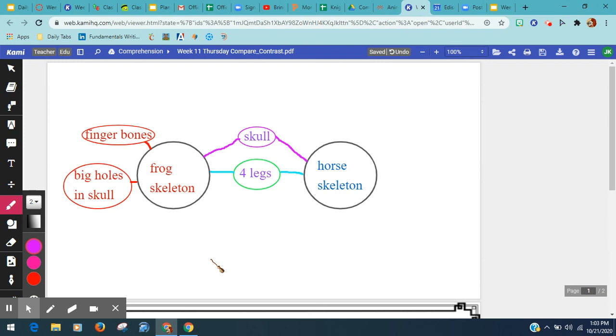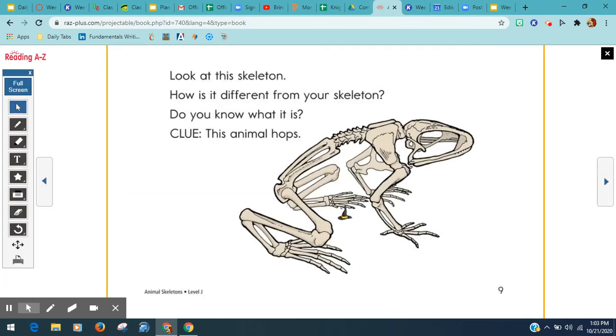Pause the video if you need to. Finish writing. And I'm going to go back to that frog skeleton. Okay, here's my frog skeleton again. Another thing I noticed was it has no neck. I also noticed that his back is curved. And the back legs were super long. Look at those. Ooh, they're super long. That's a lot to notice.